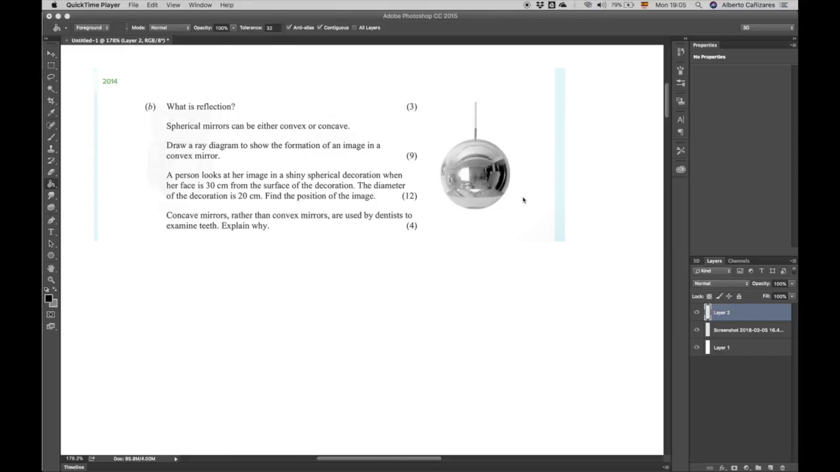plane mirrors as well. And hopefully I can help you be able to solve any type of reflection question that you may encounter in the exam. So even though we're going to look into how to solve this question, we might go into how to solve any other potential questions or variations of this question that may appear.